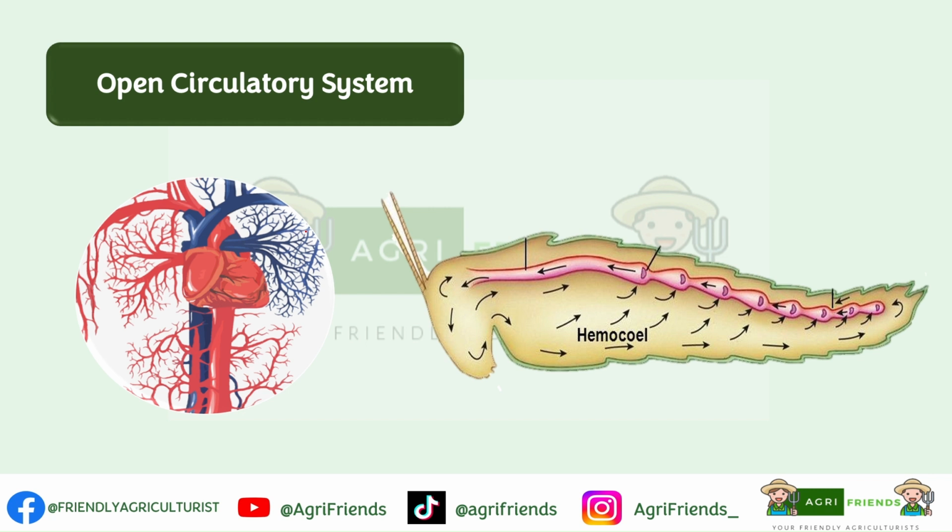In an open circulatory system, the blood is not enclosed in blood vessels. It is simply pumped into a cavity called the hemocoel, where it surrounds the organs and then returns to the heart through the ostia. So this is the heart. The ostia is the opening in the heart. So the blood is pumped through this body cavity.